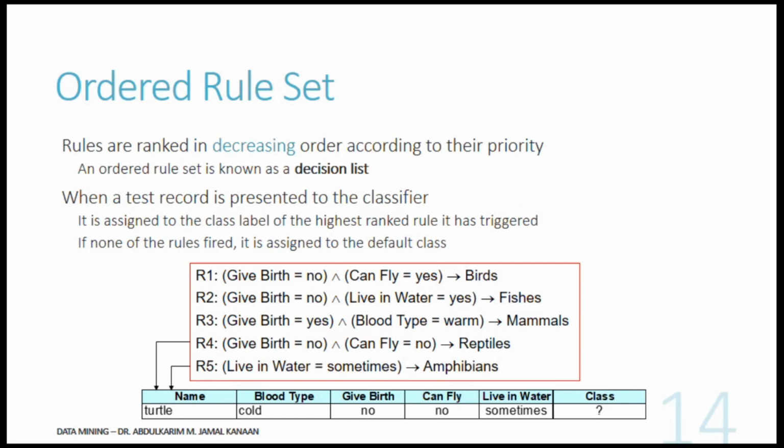Now for an ordered rule set, the case of turtle can be solved because turtle can trigger R4 and R5. If our rule set is ordered, we just take the first triggered rule. In this case, R4 says it's reptile, right? While the fifth rule says this is amphibians. Since this is ordered, we take the first rule, R4, triggered before R5. In the ordering scheme, R4 is more important than R5, so we take reptiles. Okay.